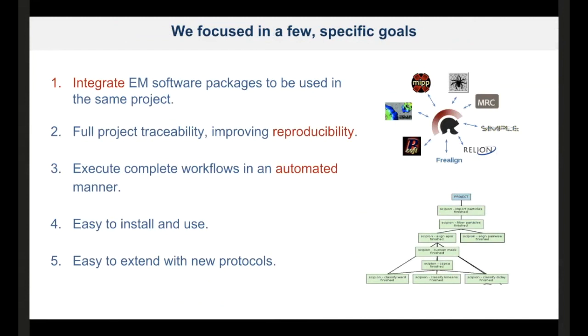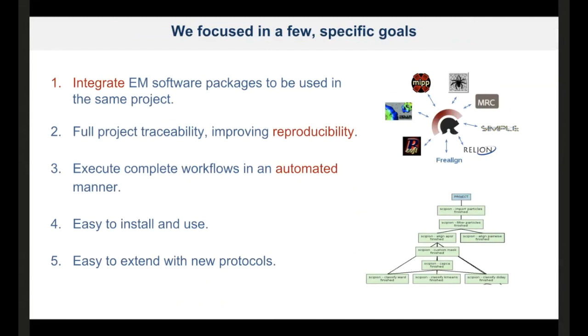Then, since we were taking this way, we wanted to also provide traceability and improve the reproducibility of the whole processing. And of course, also address automation and workflow-oriented execution. And then the last 2 points are not less important. We wanted to make it as easy to use as possible. And the last one, we wanted it also to be extensible.